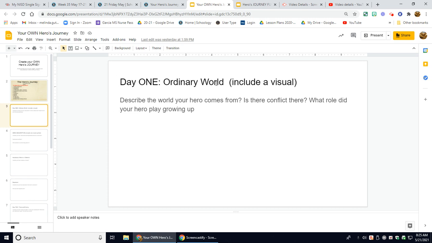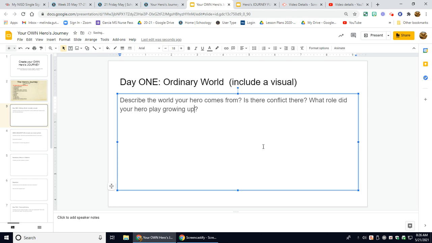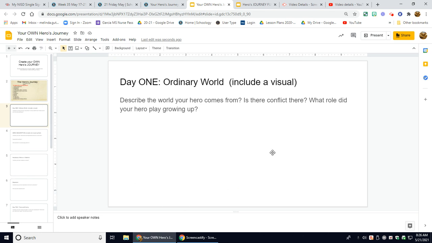So we're going to start with the ordinary world, and go find a visual that might meet your ordinary world. You can pick any world you want. It could be anywhere: underwater, in the sky, on another planet. You're going to describe the world your hero comes from. Is there conflict there, or is your hero living in peace? What role did your hero play growing up? Did they have a job? Were they a farmer? Were they just an ordinary person? Who was your hero before your hero starts their journey?